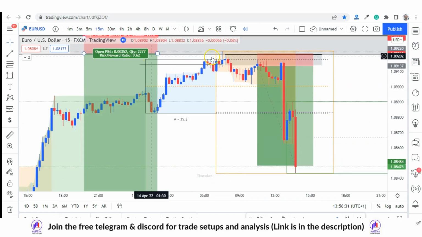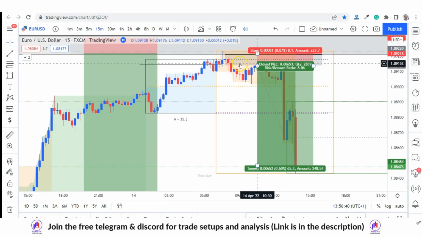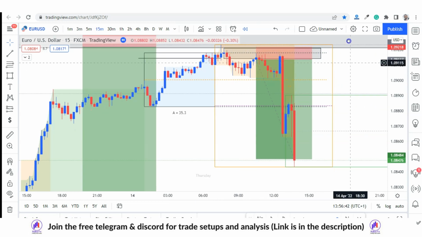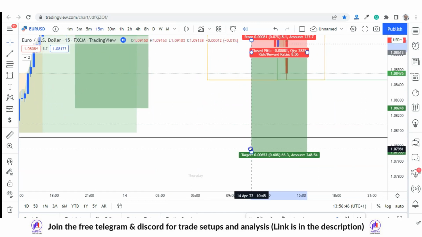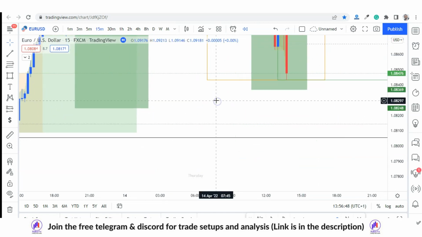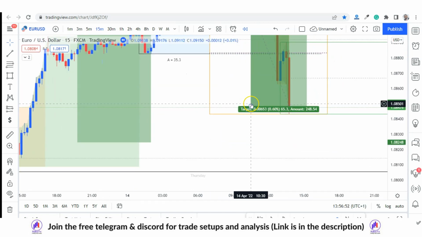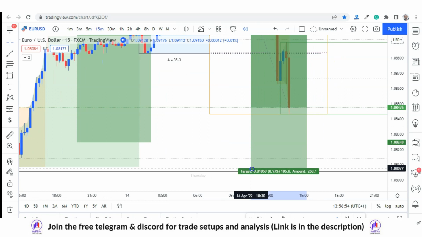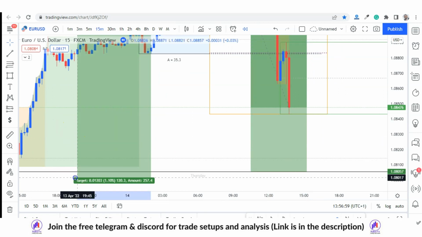In case you miss the 15 minutes entry, you can enter back here on a retest of this order block, and by so doing, we added to it. The target was here on the 1 minute. The target was this low. Okay, the target was this low.